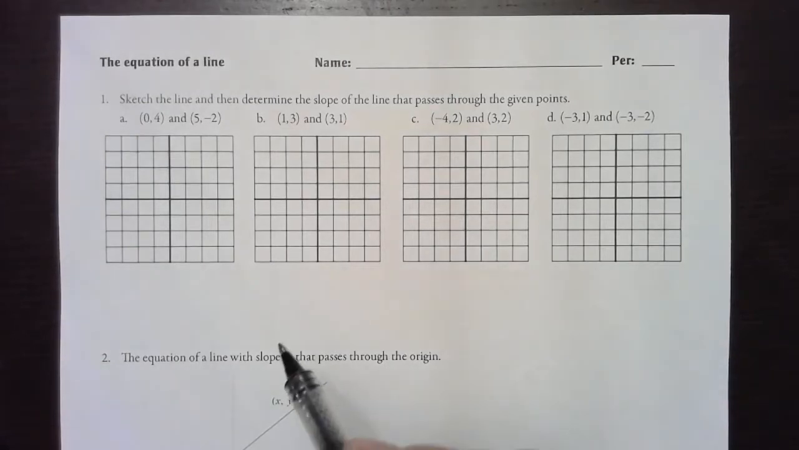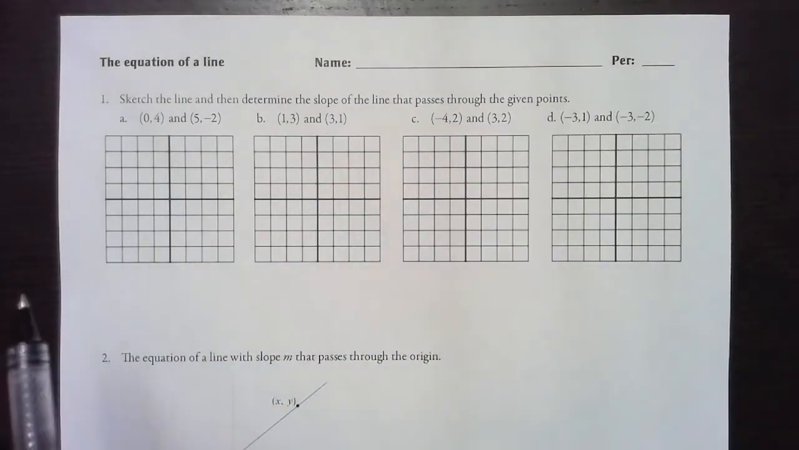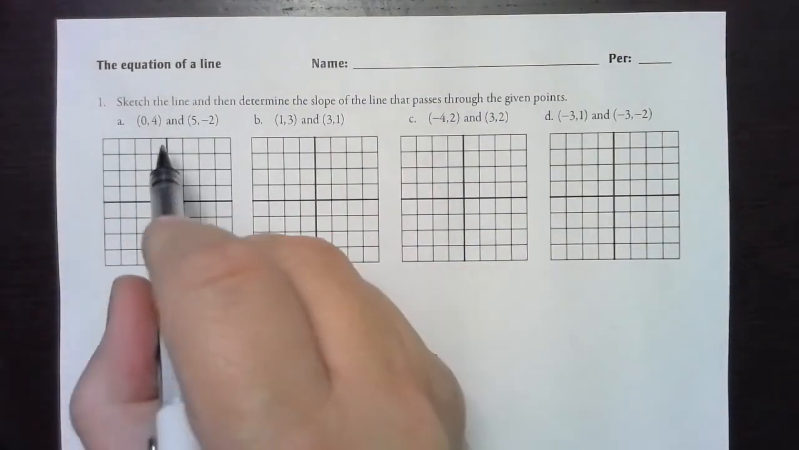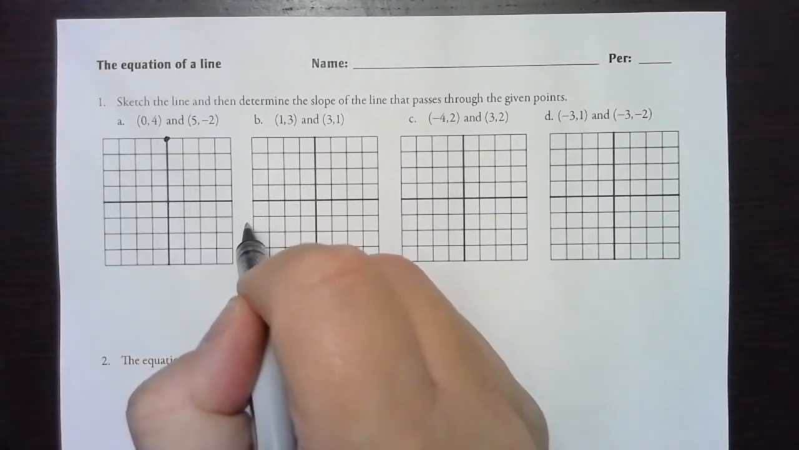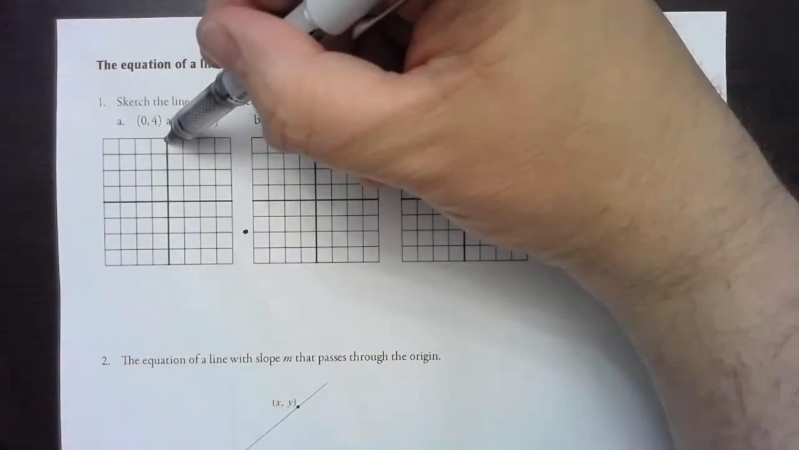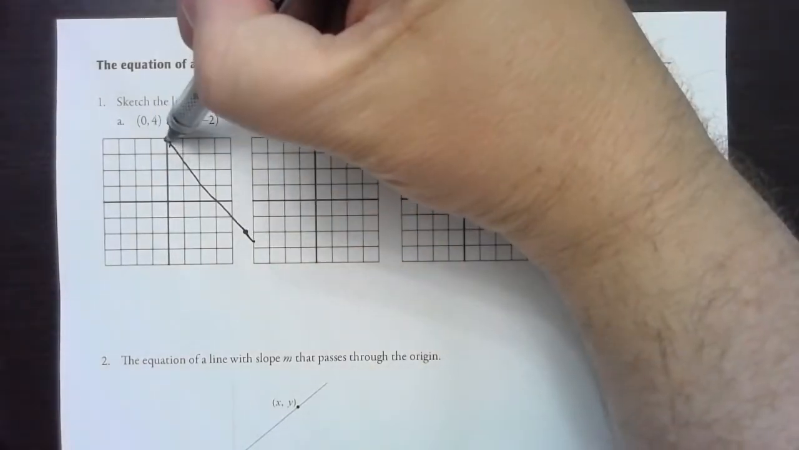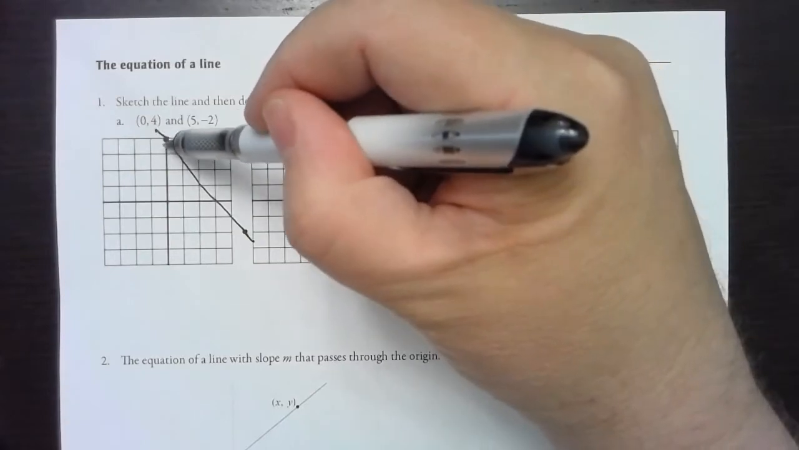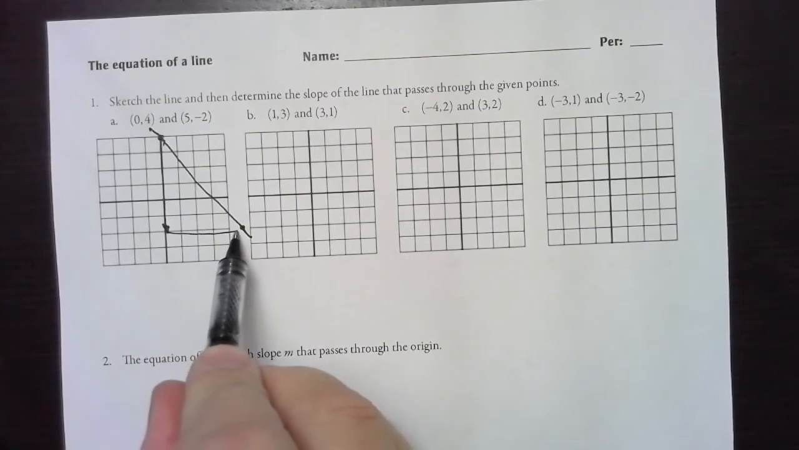Alright, so hoping you've tried these 4 problems, let's do them quickly. So (0, 4) is here, (5, -2) is just off the graph. So I'm going to sketch the line. It looks like this. It's going to continue forever. And I'm going to determine the slope of the line. So I'm going to move like this from that point to that point.